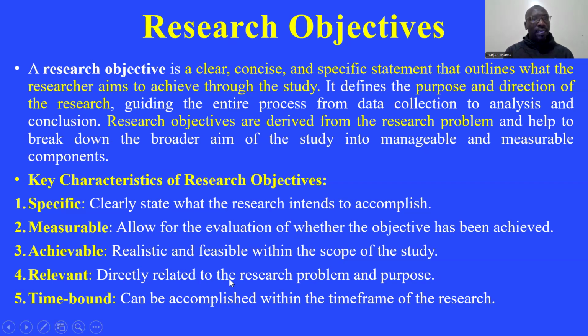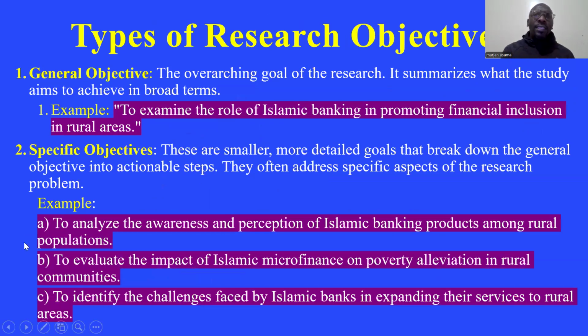Achievable: it should be realistic and feasible within the scope of the study. So you should have a time scope that is realistic. It should be relevant, directly related to the research problem and purpose. Then it should be time bound. It can be accomplished within the time frame of the research. Now, types of research objectives. When you are writing a research, of course, it depends on the format of the university. Some universities, they'll have the general objective and the specific objective.